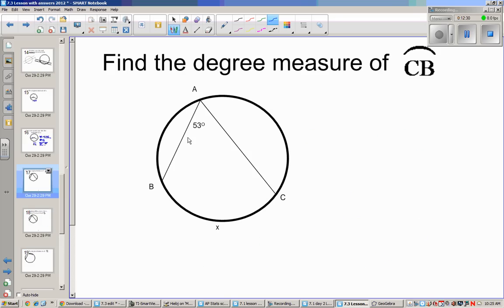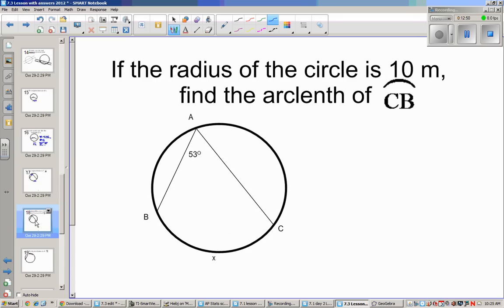All right, we have about 2 more examples for today. This one goes back to the inscribed angle property. So the inscribed angle, remember, is half the measure of the arc. Well, in this case, we have the inscribed angle, which is 53. So instead of halving it, we're going to double it, and I get the measure of the arc to be 106 degrees.